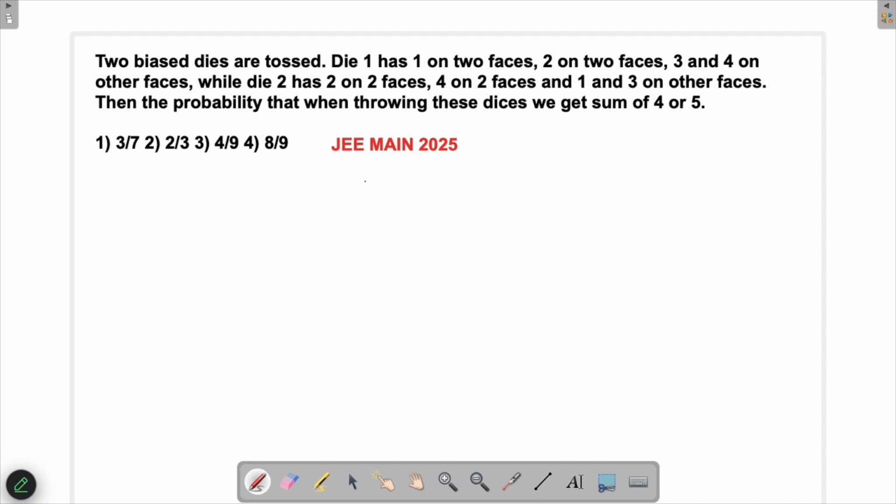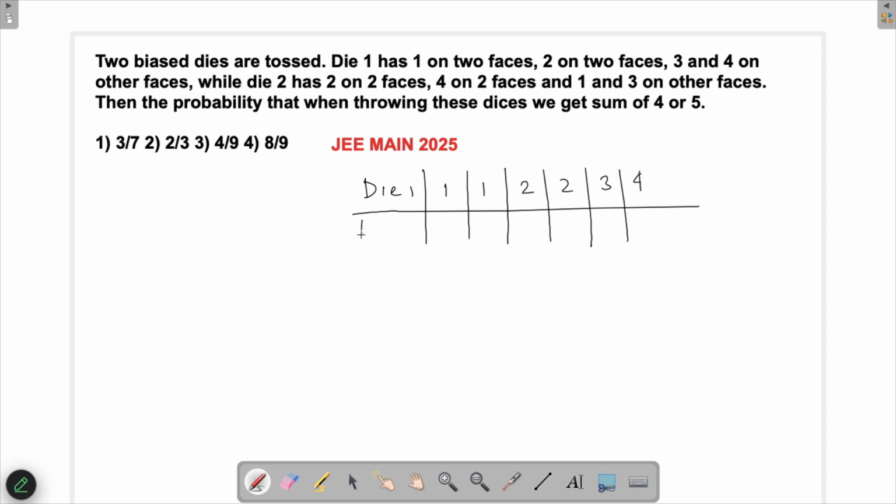In such cases, you have to write down the information and only then can you do it. Die one has 1 on two faces, so 1 and 1. I'm just writing all the numbers which are there. 2 on two faces, meaning 2 and 2, and then we have 3 and 4. That is what we have for die one. Now what is happening for die two? Die two has 2 on two faces, 4 on two faces, and 1 and 3 on the other faces, meaning 1, then two 2s, then one 3, and then two 4s. That is what we have here.